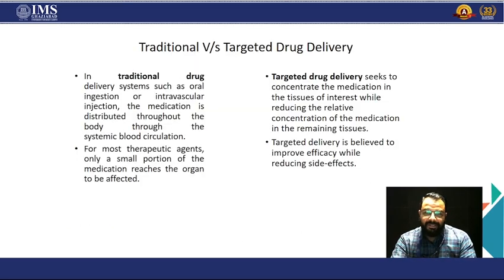If we compare the traditional and targeted drug delivery systems, there is a lot of difference, which is why we are switching to targeted drug delivery. In the traditional drug delivery system, we use oral administration or IM or IV injection. This medication is distributed through the body via systemic blood circulation. So when we give medicine using the traditional system, most of the therapeutic drug that reaches the organ is not utilized completely.